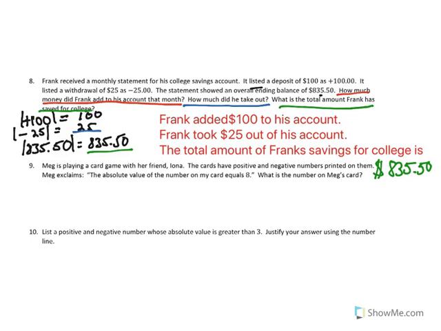$835.50. All right. Number 9. Meg is playing a card game with her friend Iona. The cards have positive and negative numbers printed on them. Meg exclaims, "The absolute value of the number on my card equals 8. What is the number on Meg's card?"